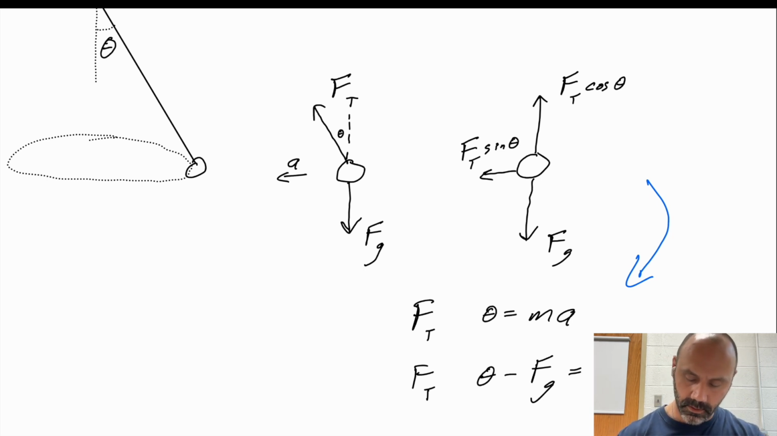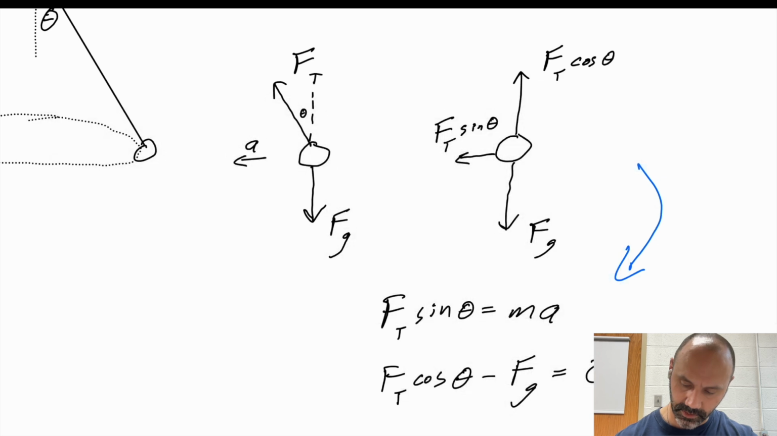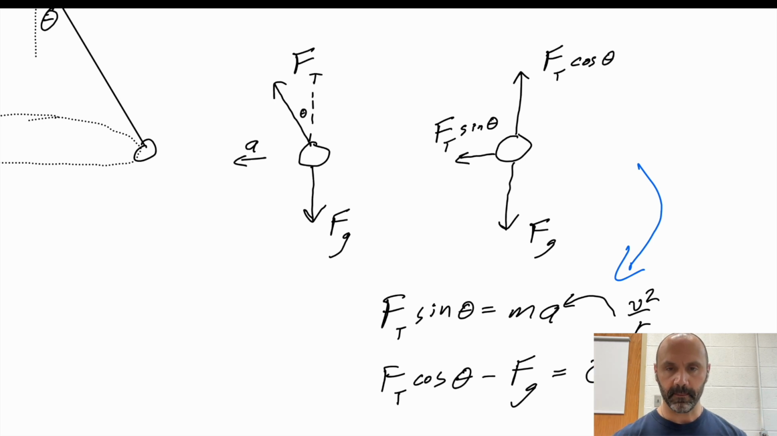I just write Newton's second law horizontal and vertical. Newton's second law parallel to the acceleration: that's F_T sine theta. And then vertically, there's no vertical acceleration. So F_T cosine theta minus F_g is equal to 0. So it's in vertical equilibrium, and horizontally it's accelerating this way. Again, since it's circular motion, I could substitute v squared over r. It all depends on what my next step is going to be, what I'm going to plug in, what I'm going to solve for, etc.